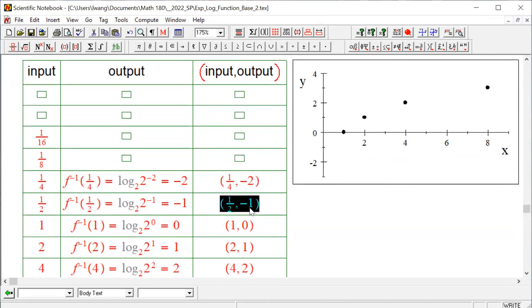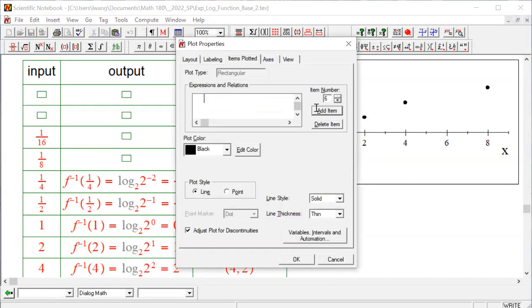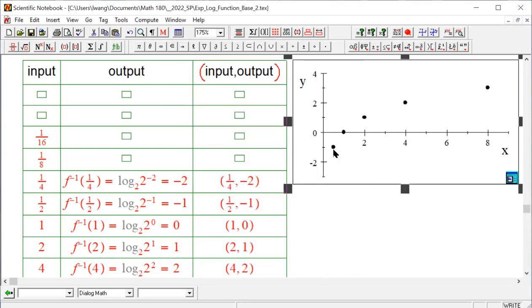Now, how about this guy? We're going to plot these two. We're going to do one at a time. 1/2 is the input and the output is -1. There, right here. You see this point? Input is 1/2, output is -1.